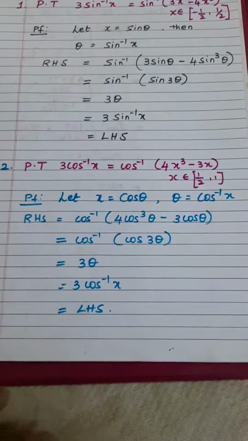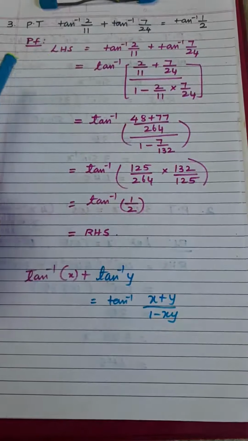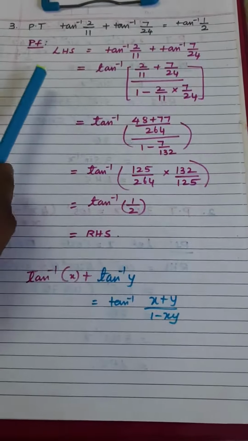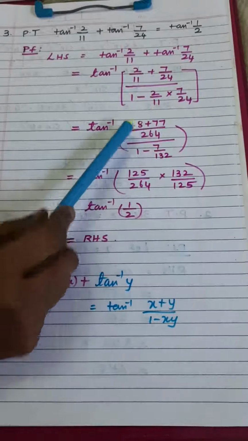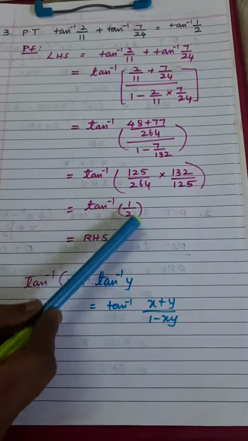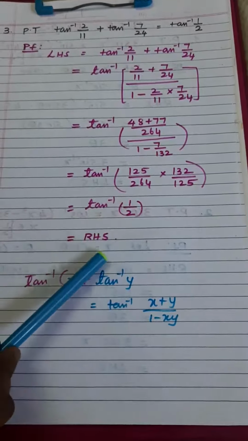Third problem. Prove that tan inverse 2 by 11 plus tan inverse 7 by 24 equals tan inverse 1 by 2. Now we will take LHS. Before that we will recall the formula for tan inverse x plus tan inverse y. Tan inverse x plus tan inverse y equals tan inverse of (x plus y) by (1 minus xy). Now we are going to apply this formula here. Consider this as x and this as y. Tan inverse of (x plus y) by (1 minus xy). Do the simplifications. Finally you will be getting tan inverse 1 by 2, equal to RHS. We will see the next problem.